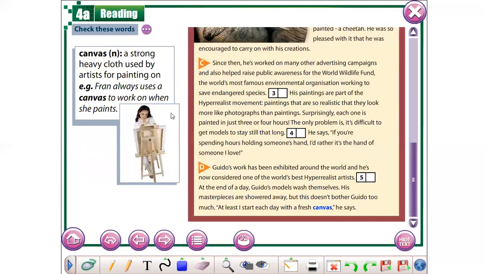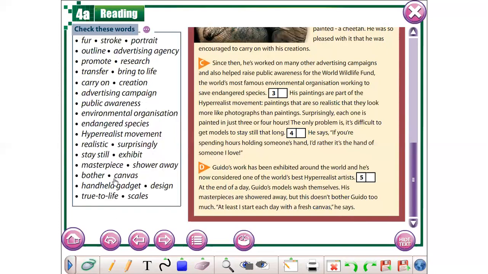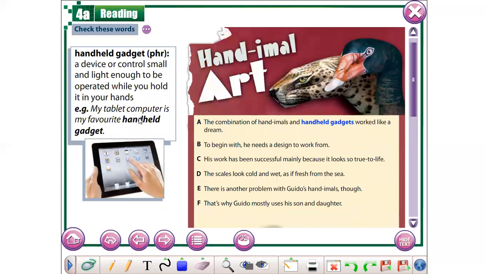Canvas: a strong, heavy cloth used by artists for painting on. Canvas, the same in Spanish. Pliego para dibujar. Handheld gadget: a control device small and light enough to be operated while you hold it in your hands.